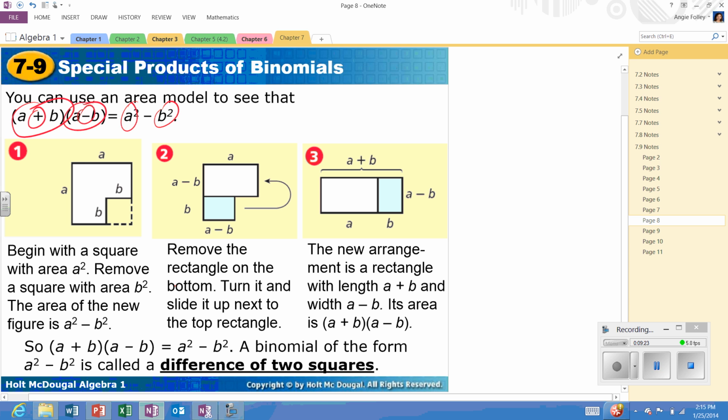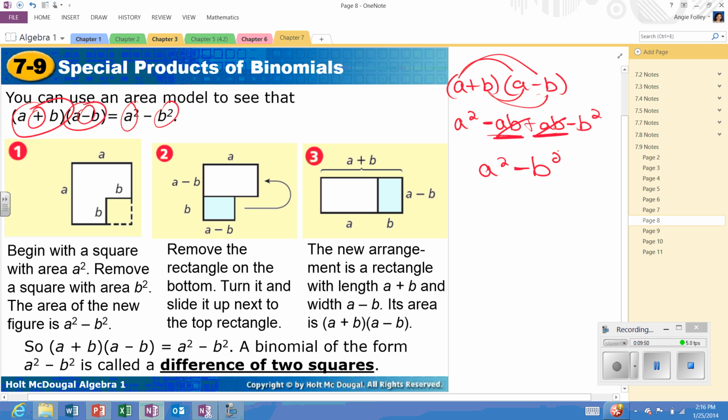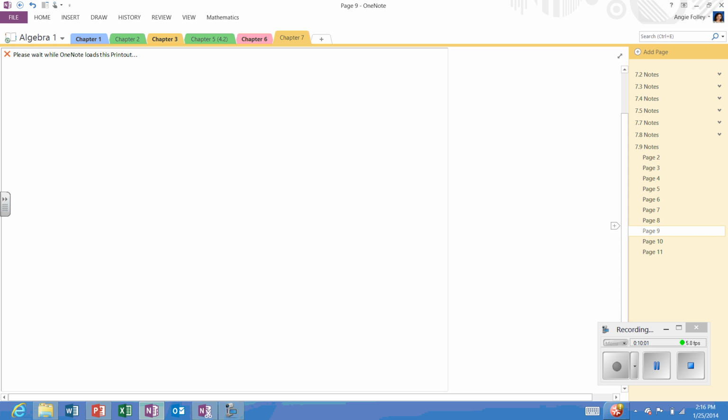It can be kind of helpful, but I think it's easier if I just write it out. So a plus b times a minus b. So if we do the first term, that's a squared. Second term, it's a minus ab because I've got a minus here. Middle is a plus ab. And then the last term is a minus b squared. So if you notice, a minus ab and a plus ab cancel out, and all you're left with is a squared minus b squared. That's why this is the shortcut. So again, it has to be the same binomial, just they have a difference of sign. So that's your difference of two squares.